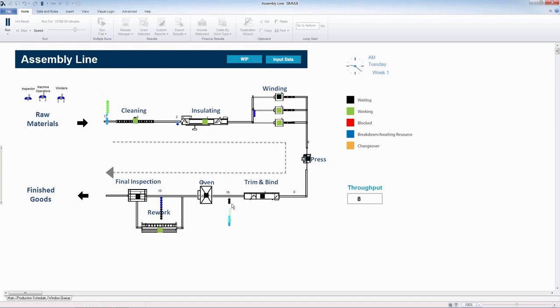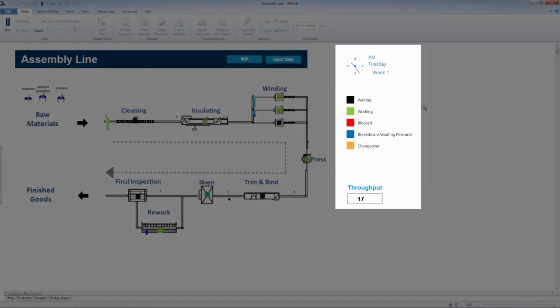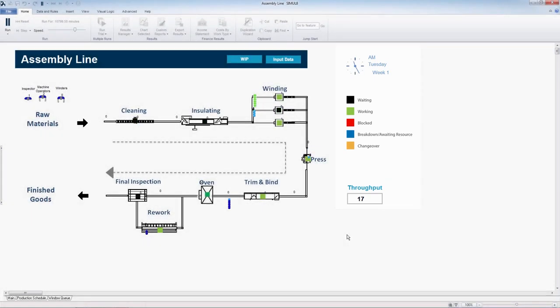As the model runs, you'll see different colored balls. These represent various products moving through the line. Time is shown on the clock and the number of finished goods is represented by the throughput number on the screen. Let's look at some of the inputs feeding the line.